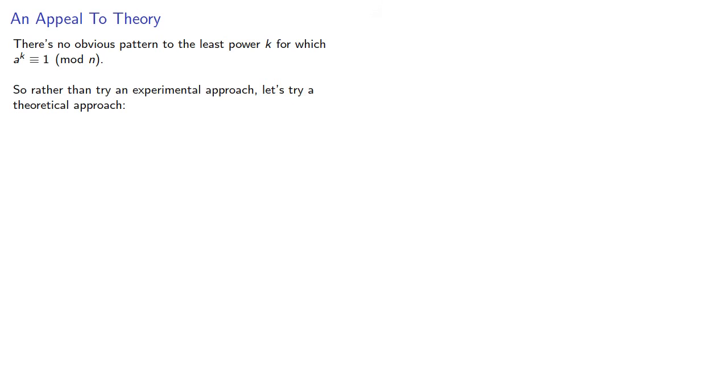So rather than try an experimental approach which seems too messy to give us useful information, let's try a theoretical approach. What if k is the least power for which a to the power k is congruent to 1 mod n? We'll see where that goes next.